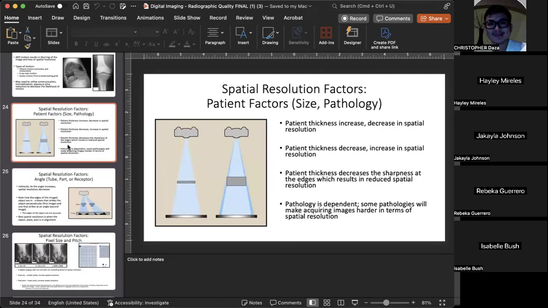With pathology, it just all depends. So with patient thickness, that will decrease spatial resolution if you increase it. The thicker the part, the more likelihood that you see unsharpness at the edges. You can see the image here. Pathology is dependent. So depending on the pathology, you can have a decrease in resolution. Think about some pathologies such as tremors or Parkinson's, where a patient has uncontrollable motion, right? We go back to the motion aspect. And so that's what we're seeing, okay?